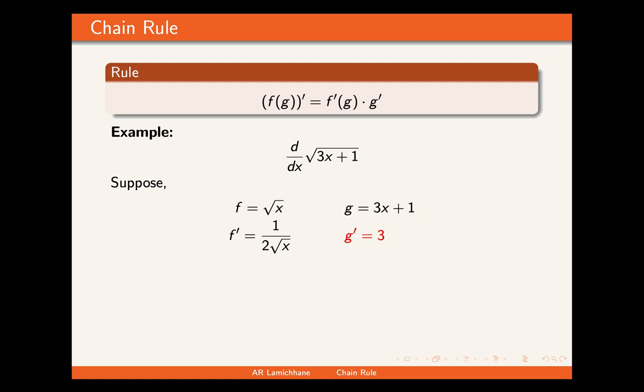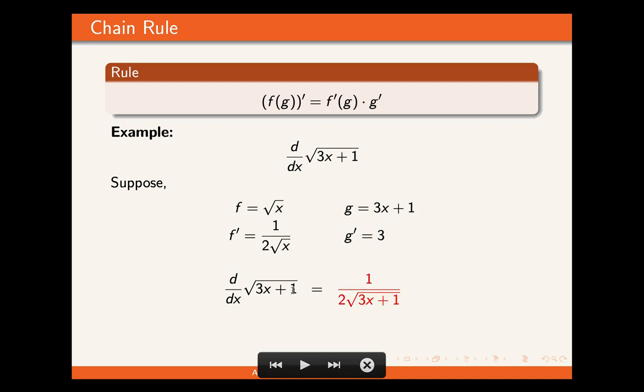3, right? And now we have f, g, f prime, g prime. We have already figured out what is f prime over here. You can see on the chain rule, we need to first evaluate the f prime at g. So let's compose this f prime with g. How do we evaluate f prime of g? We need to replace x here completely by this function 3x plus 1.